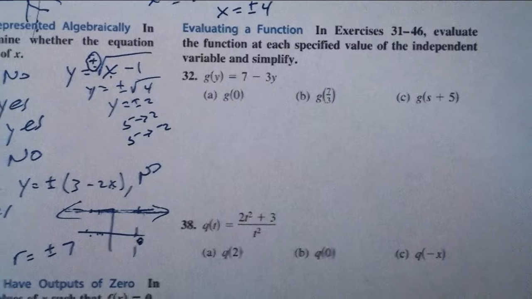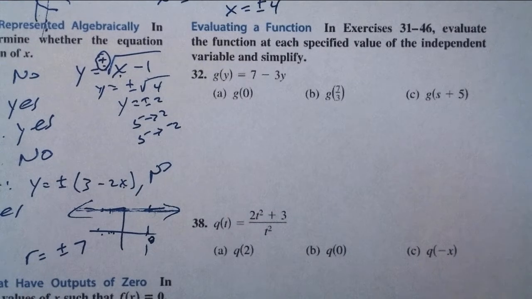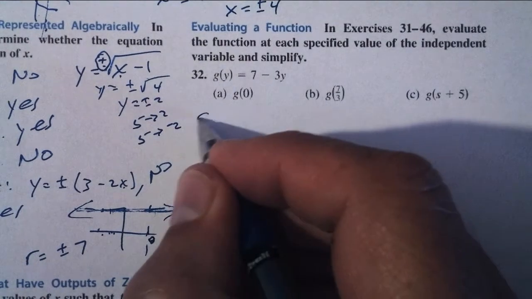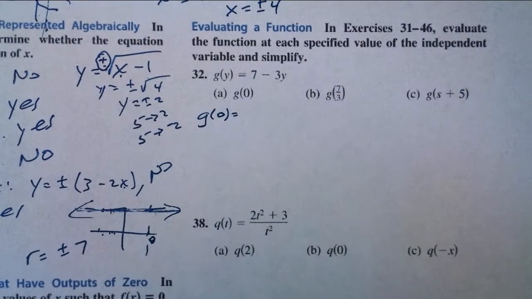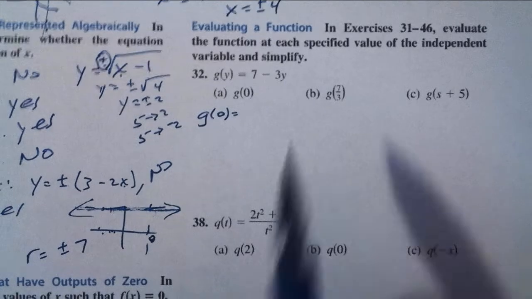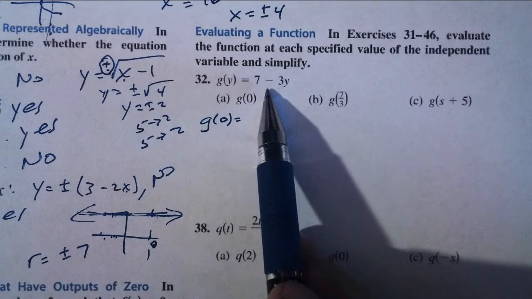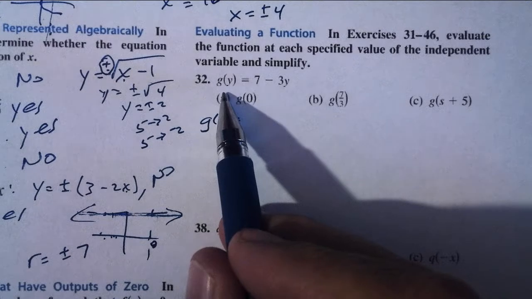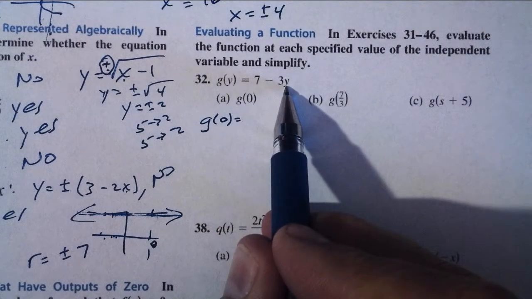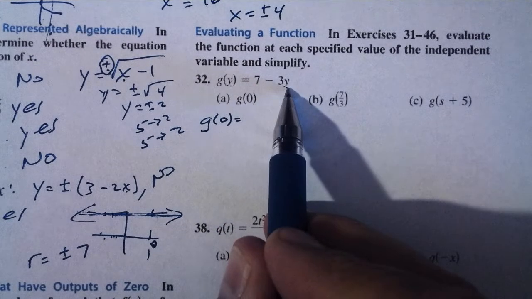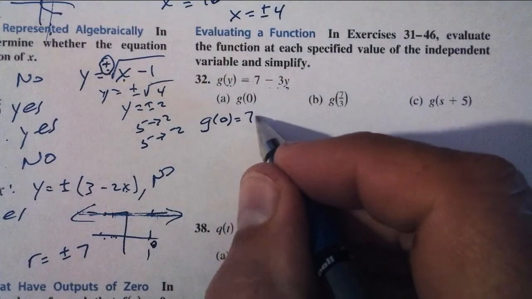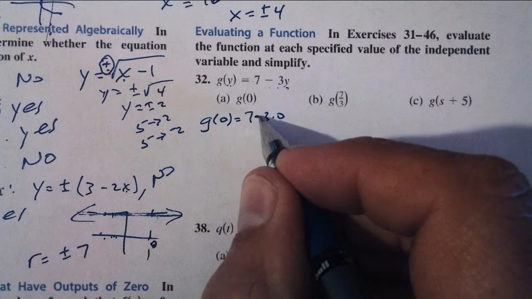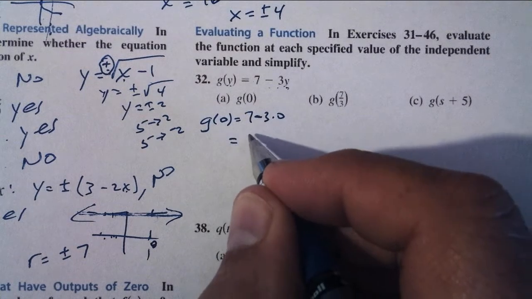Number 32. Evaluate the function at each specified value. I want to put 0 in here, so g of 0. G is a factory, and when I teach functions to Algebra 1 students, I give them a whole list of these and have them state this. G is a factory that takes things, multiplies them by negative 3, and adds 7. So I just get 7 minus 3 times 0, or 7 minus 0, which is 7.